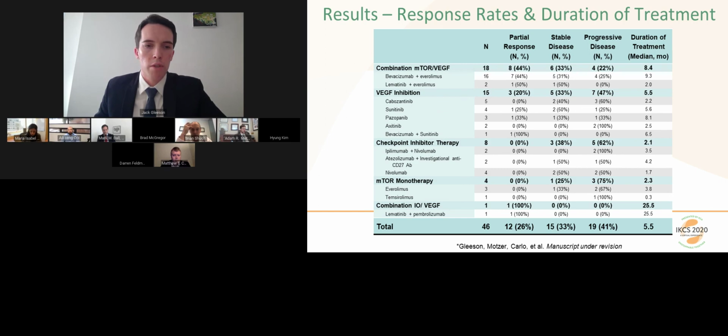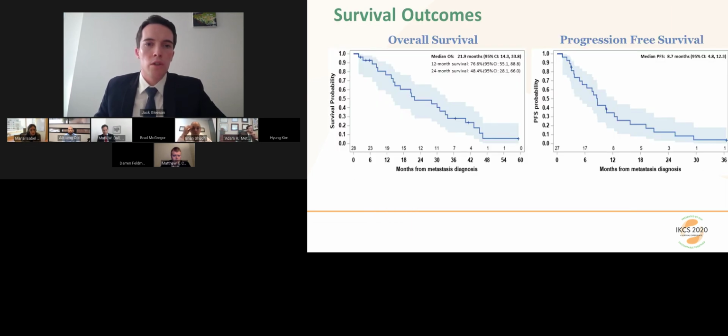I will point out, however, that we did have one patient who was treated with the combination of lenvatinib and pembrolizumab, who had a partial response that was durable and was treated for a period of over 25 months. In total, across our population, the median overall survival was 21.9 months, and the median progression-free survival for first-line therapy was 8.7 months.